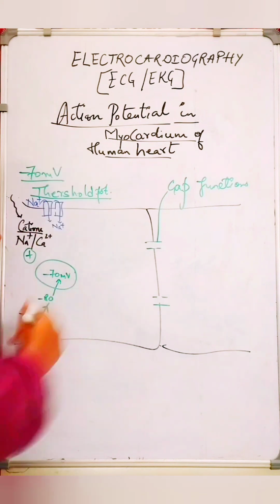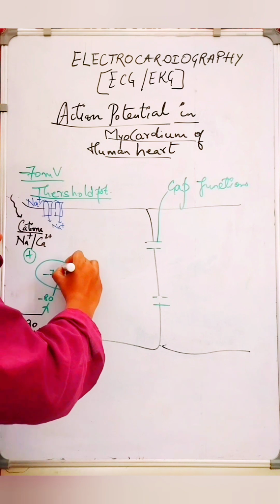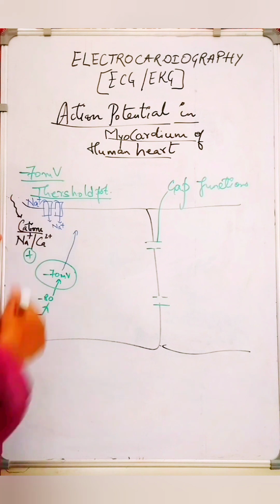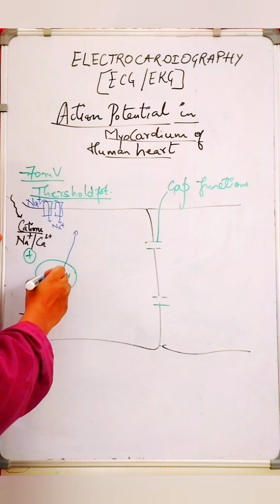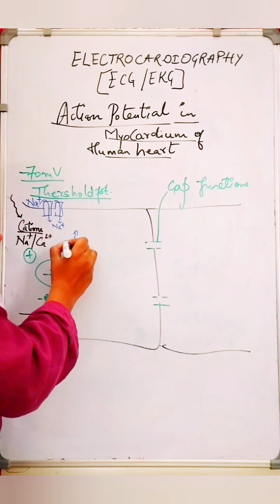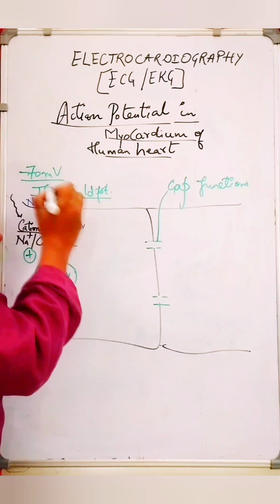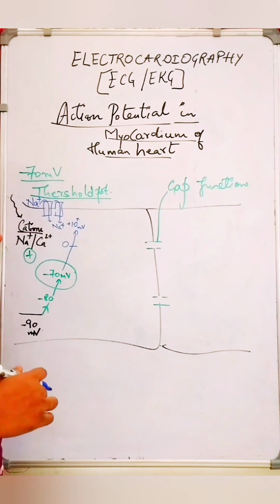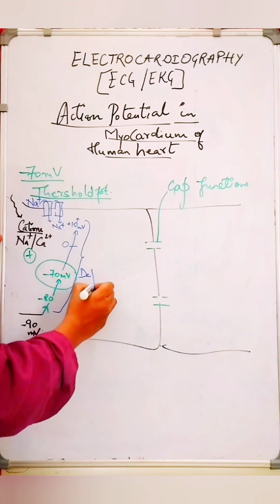When the sodium ions start coming in, what is going to happen? Slowly the wave is going to become more electropositive. It was highly electronegative at minus 90 millivolt, and now it is going towards electropositive charge. So from minus 70 it will come to 0 and up to the level of plus 10 millivolt positivity. This phase is called the depolarization phase.